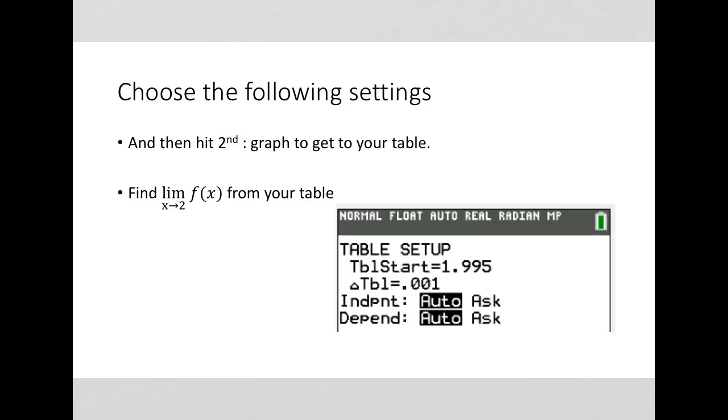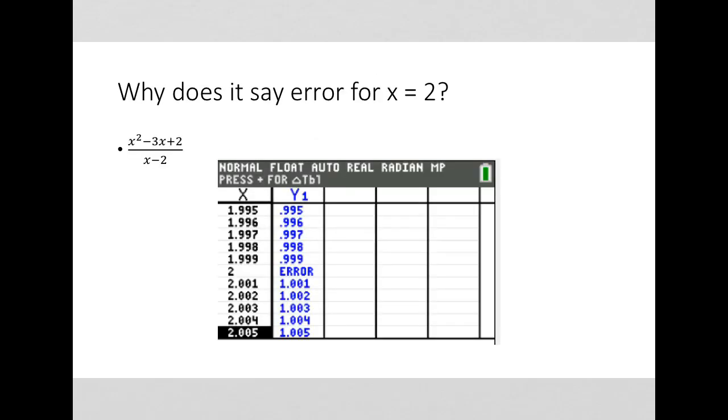And that little delta table there, the little triangle with the table, I set that to 0.001, so I'm looking very close to my function at the x value of 2. Do that, you will get the table that looks like this. Notice we have an error at 2 because you are dividing by 0, so it is undefined there.